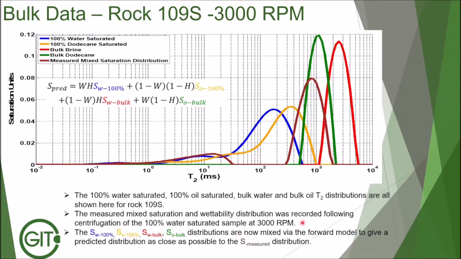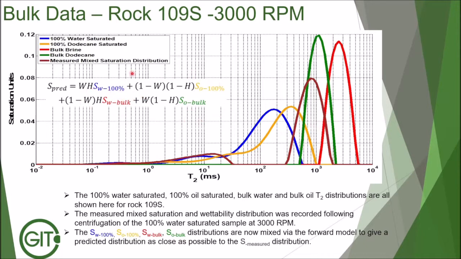This slide shows the 100% water saturated, 100% oil saturated, bulk oil, and bulk water T2 distributions. Also shown is the measured mixed saturation and wettability distribution following centrifugation of the 100% water saturated sample at 3000 RPM. It's shown here in brown. So now the name of the game is to mix the blue, the yellow, the green, and the red T2 distributions to give the brown distribution. As I mentioned in the last webinar, this is done by application of the forward model.